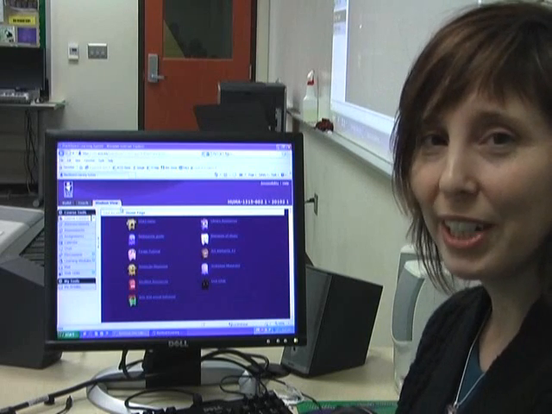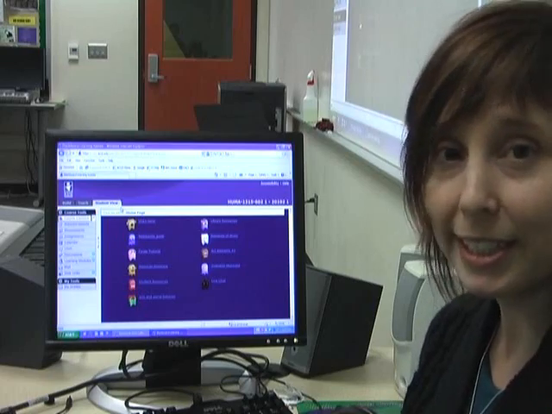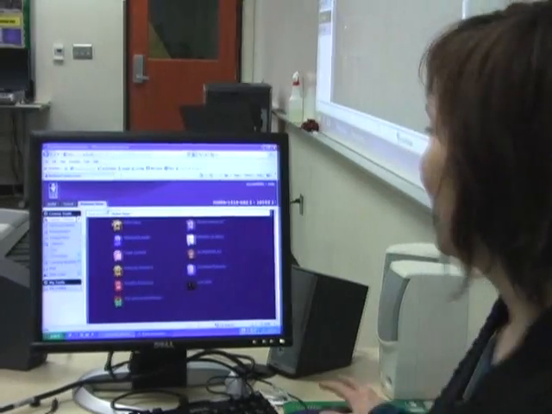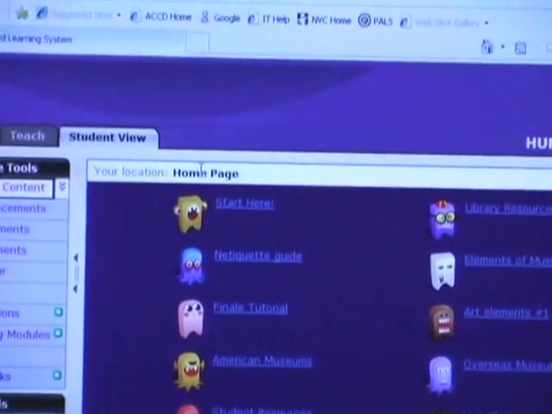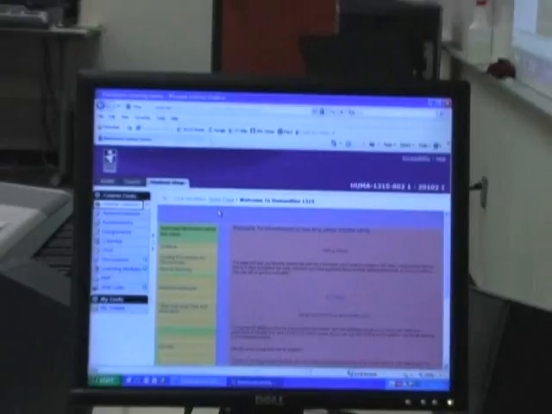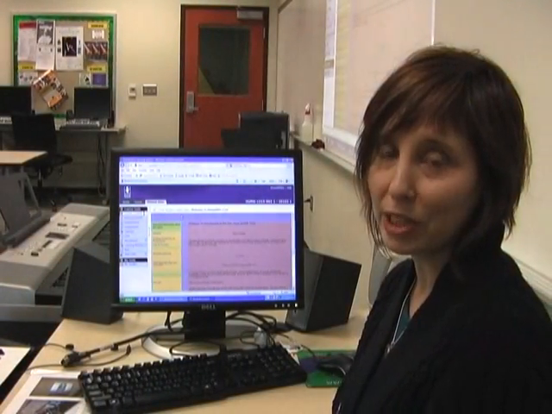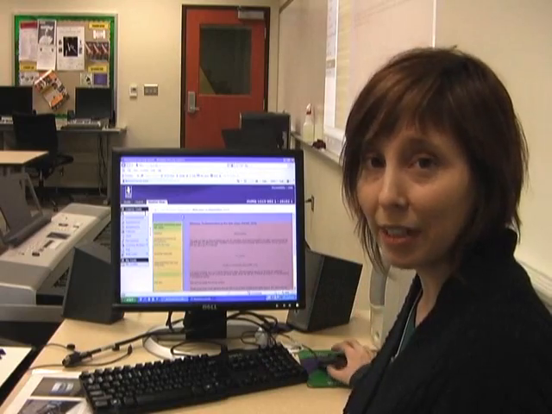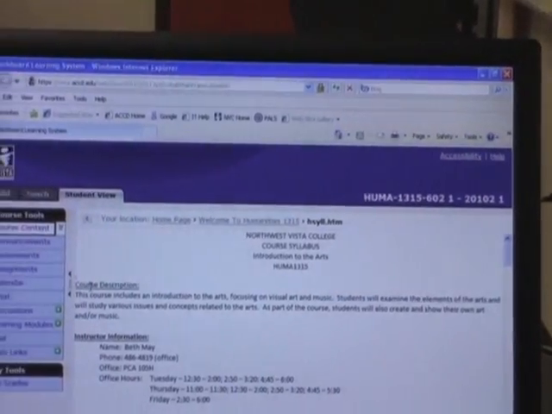Okay, so when you're getting started with this class, the first place you want to go is the link that says Start Here. And it's right here. On this page, you're going to find things like the syllabus and other pertinent information for the class. So the first thing we're going to look at is the syllabus. And I'm going to tell you now a little bit about the syllabus.